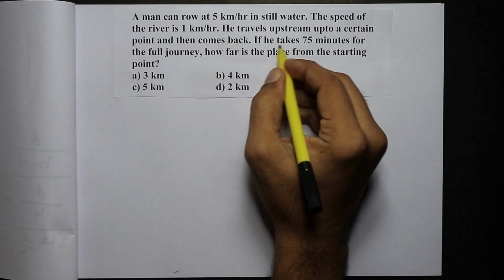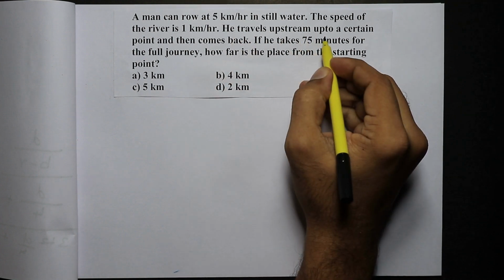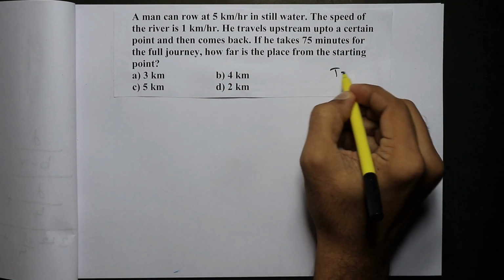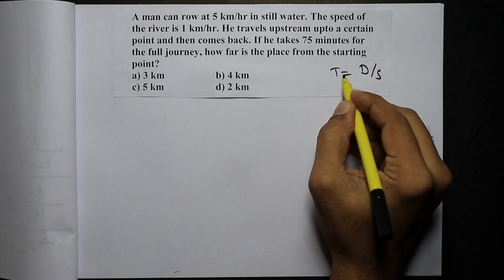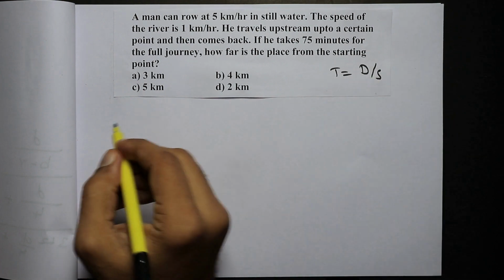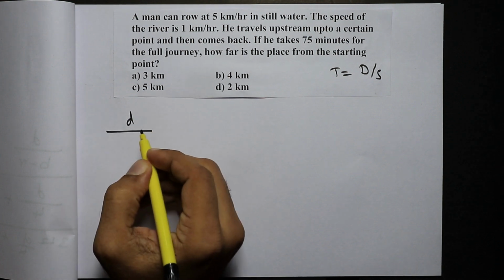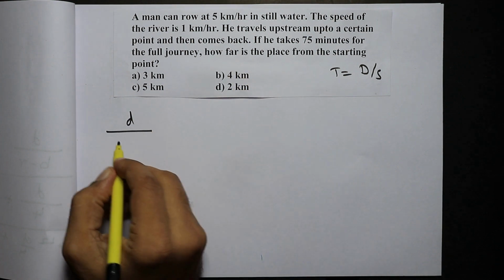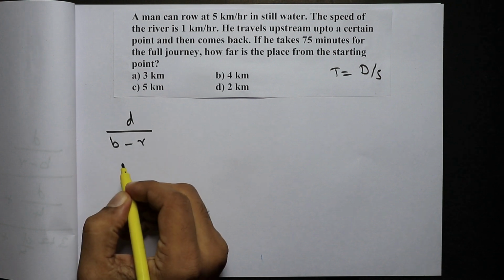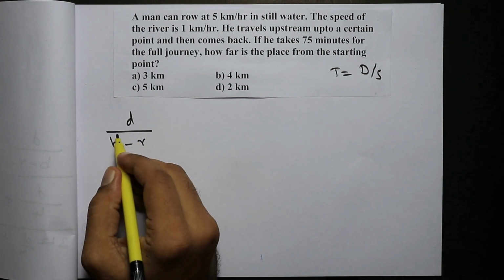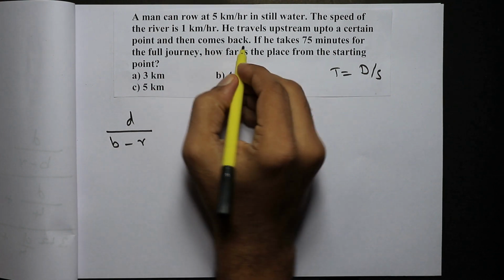So first we'll find out the time required when he is traveling upstream. Time required is given as distance by speed. This is a basic formula. So assume that he travels a distance equal to d, and when he is going upstream, the effective velocity is b minus r. So this is the time required for upstreaming, and then he comes back.